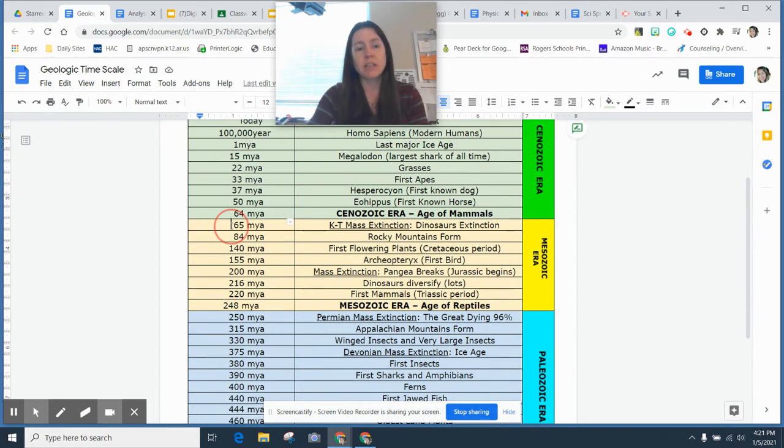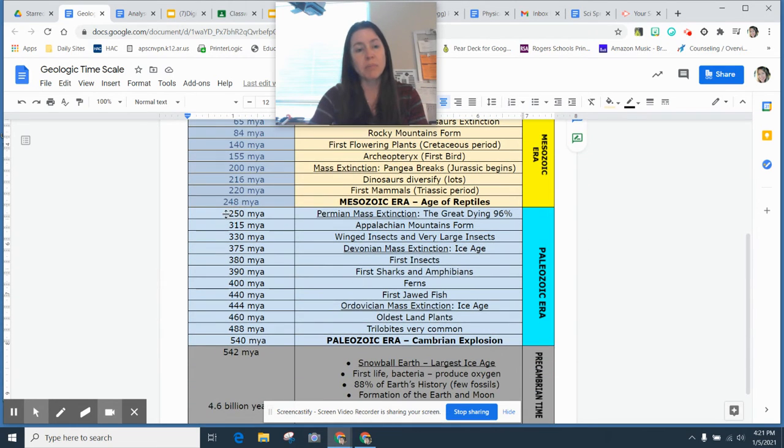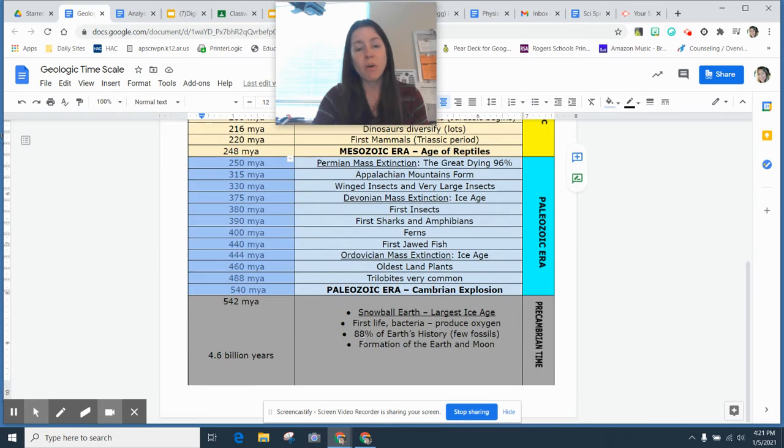Then this yellow section of time is known as the Mesozoic era or the age of reptiles. In blue, we have the Paleozoic era or the Cambrian explosion. And the very oldest segment of time in gray is Precambrian time, where we have very few fossils, so there's a lot we don't know about this segment of time, and it makes up about 88% of Earth's history.